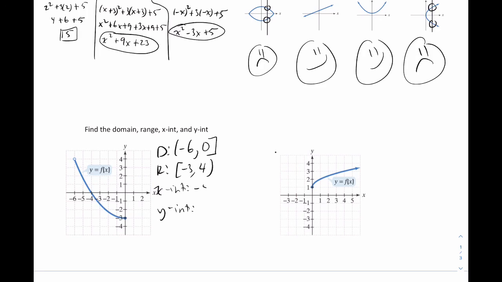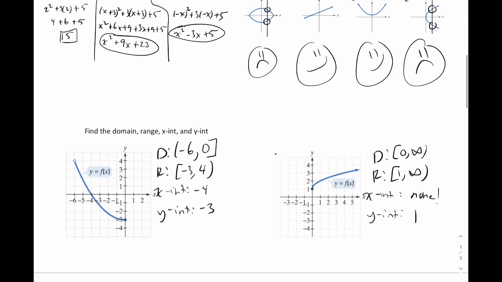The x-intercept is -4, the y-intercept is -3. Our last example, same thing. Let's see, x-intercept, we don't have any, there's none. Y-intercept is 1. The domain, be careful here, this is 0 to infinity. Notice how we're starting at 0, this is our x value, we go forever to the right. And the range, the lowest y value is 1, so we're going to put bracket 1 to infinity. And that's it.